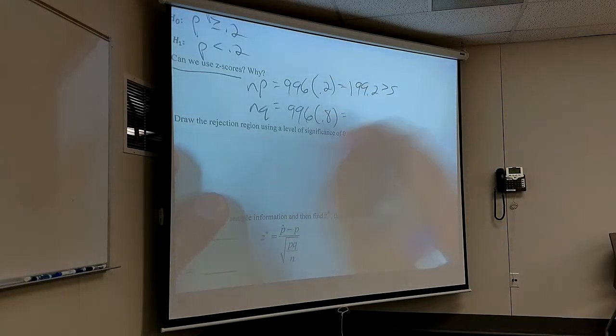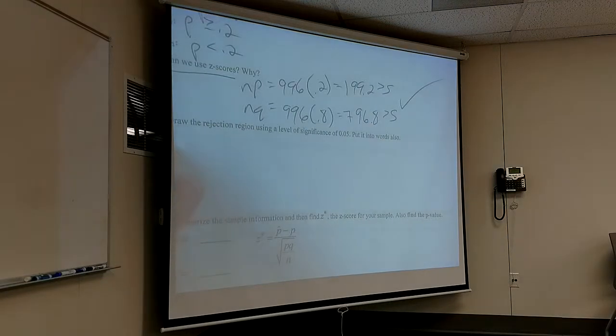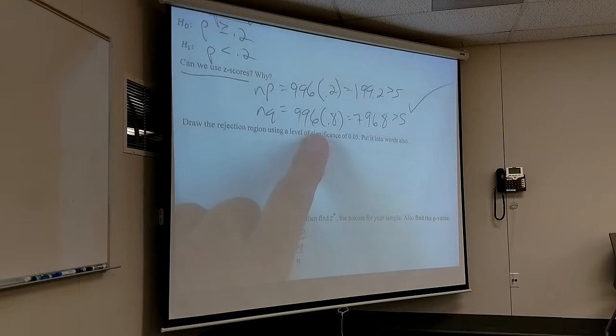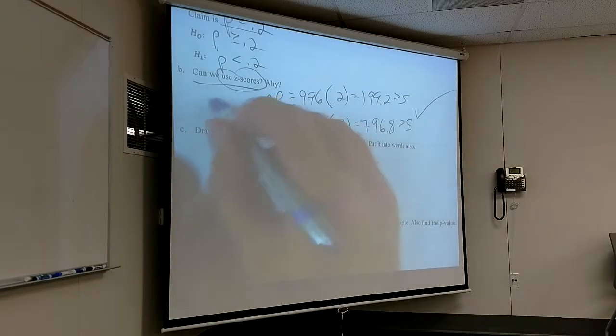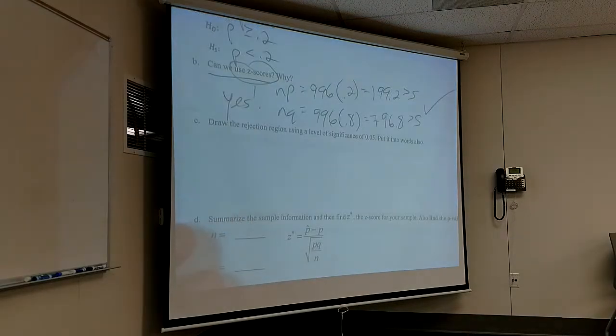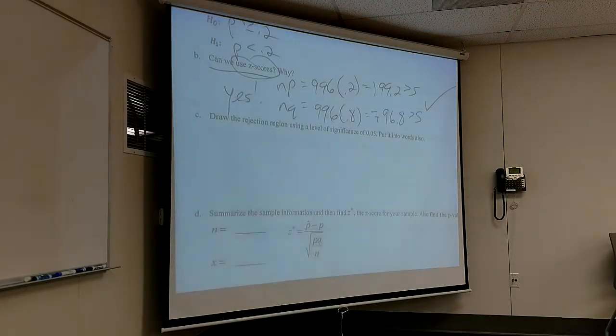That's at least 5. And then 996 times 0.8 is 796.8. No? Yes? Cool. Check. What's that mean again? That check I just did? That this is both greater than 5. What's that mean? Normal enough. So that's why we can use Z-scores? Yes. This is normal enough. I like it. So if it's not normal enough, you can't do anything.